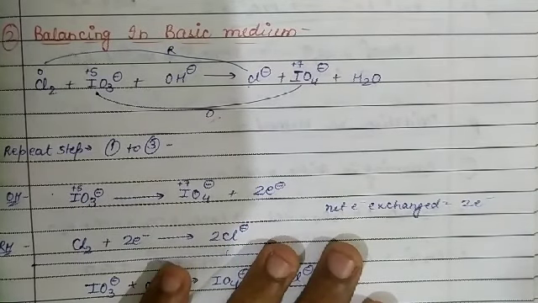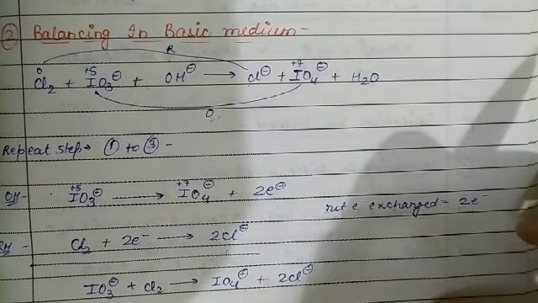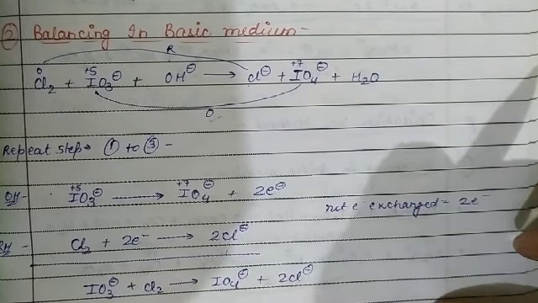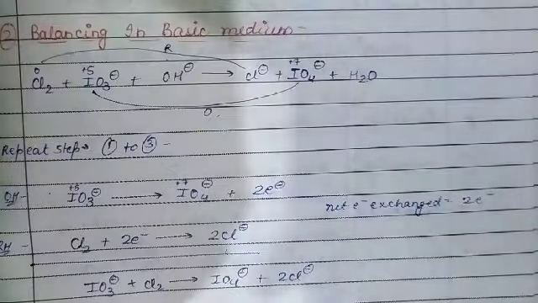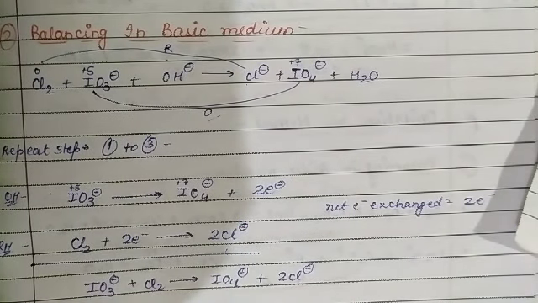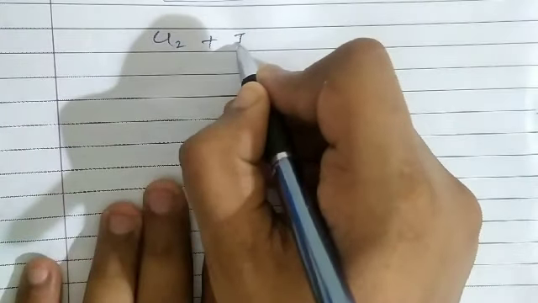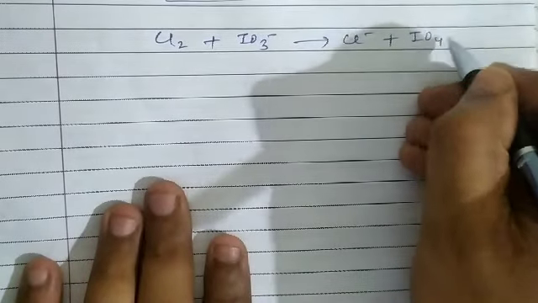Now, steps 1 to 3 as in balancing in acidic medium remain the same in basic medium. So let's see how we balance in basic medium. The reaction is Cl2 plus IO3- changes into Cl- and IO4-.